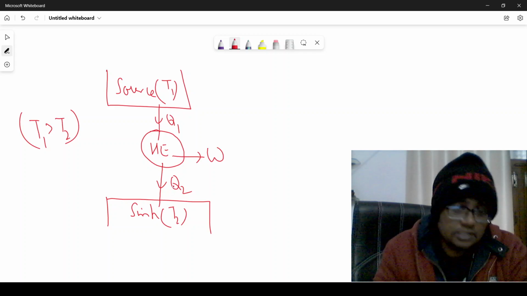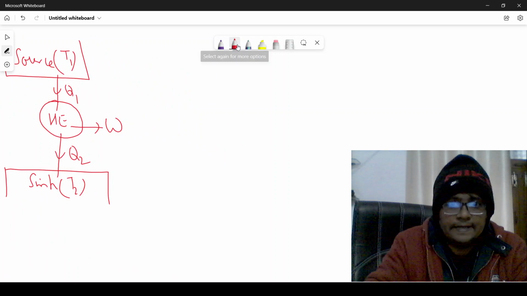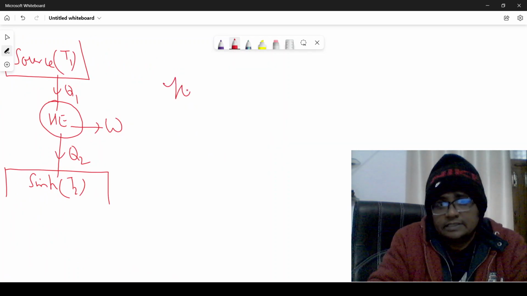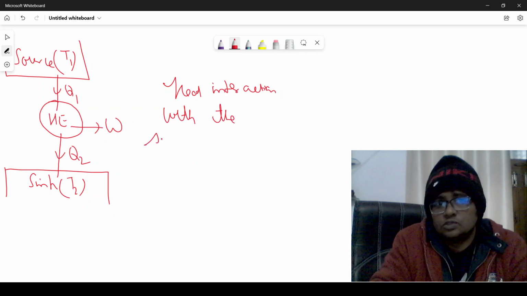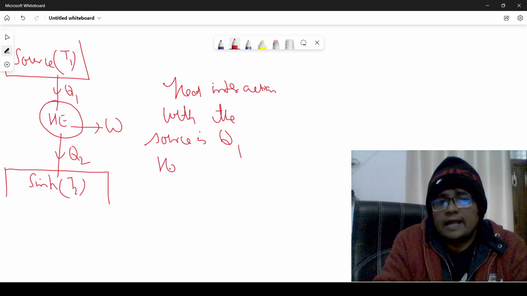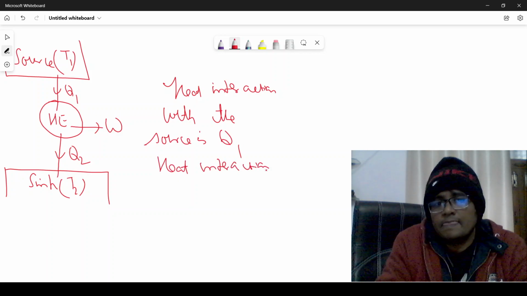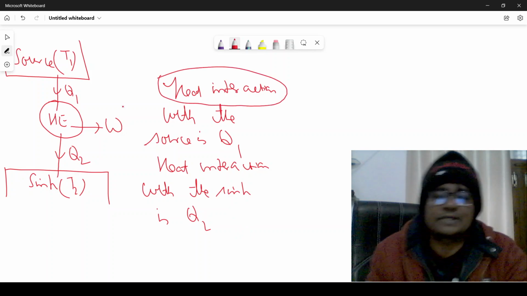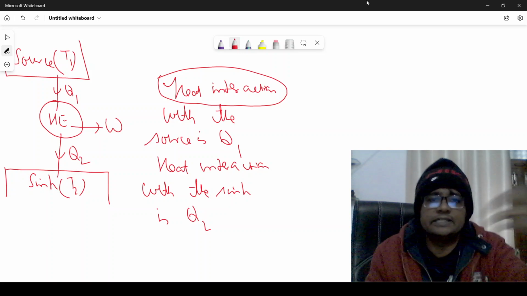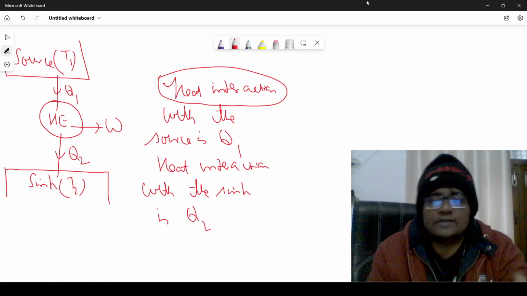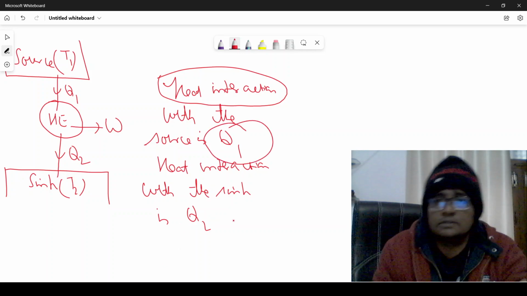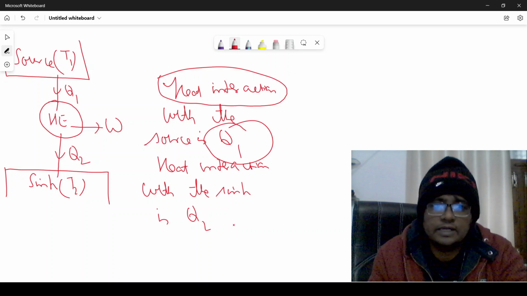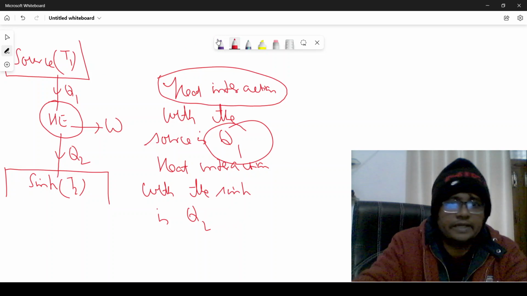One thing you should keep in mind: the heat interaction with the source is Q1, and the heat interaction with the sink is Q2. Heat interaction means that whether you are going to extract the heat or send the heat does not matter at all. What matters is that you always write it as Q1 for the source and Q2 for the sink.